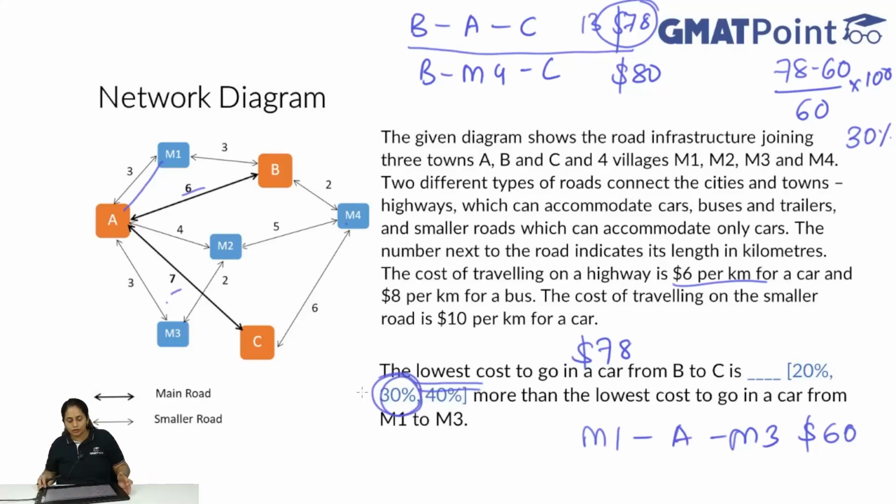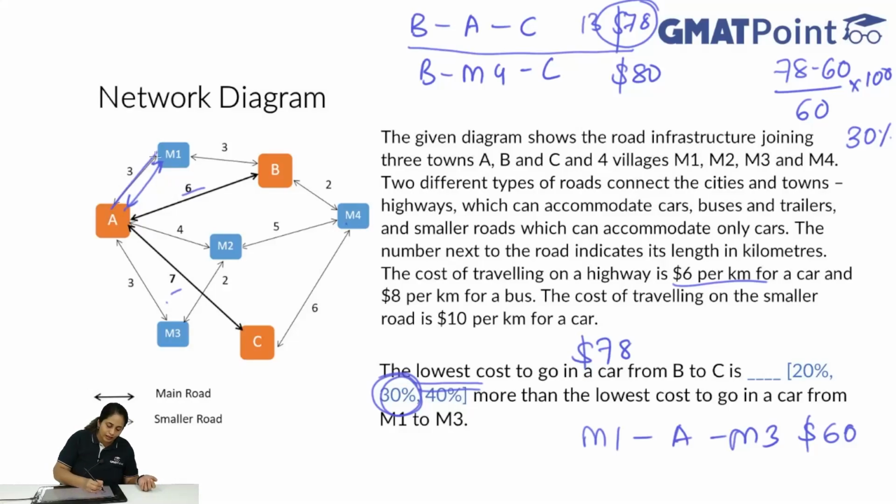The lowest cost to go in a car from B to C is 78, which is 30% more than the lowest cost to go in a car from M1 to M3, which is $60. So the correct option to choose in the drop down would be 30%. So basically you have to solve it in this way. You have to calculate how much money it would take, how much time it would take, how many kilometers have to be traversed. If it is water, how much water will flow, how much time it would take the water to flow. Many things can be calculated, but essentially the way to calculate remains the same.